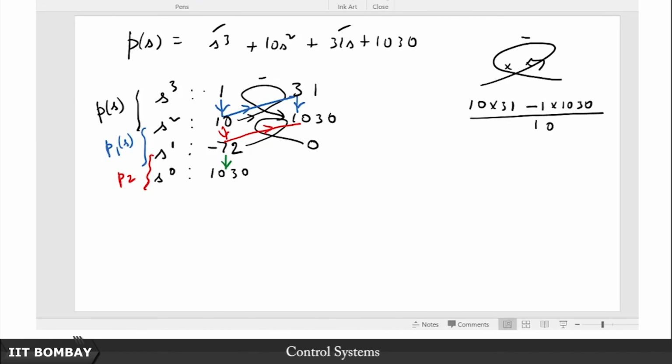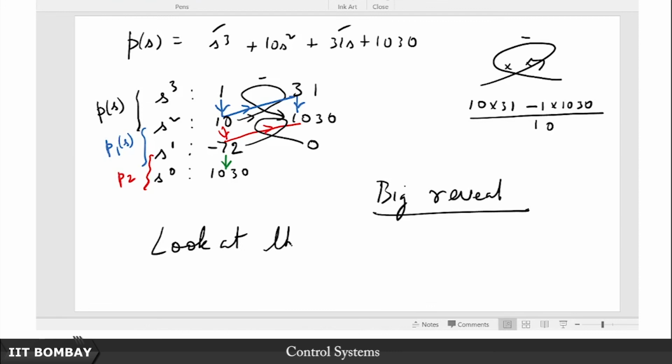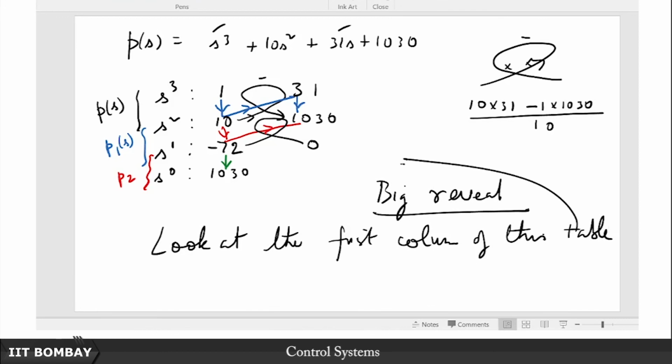What is it that we are going to deduce then? The big reveal in all of this is, look at the first column of this table. Which table? This table.